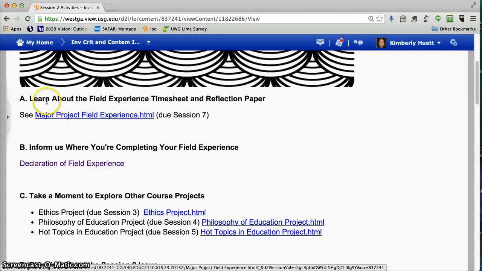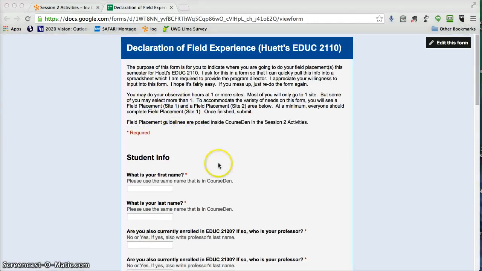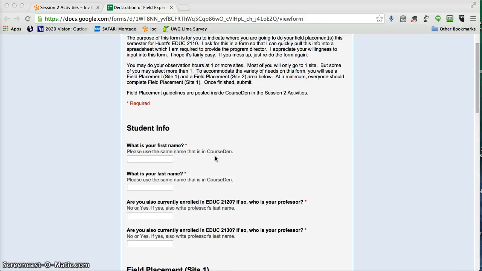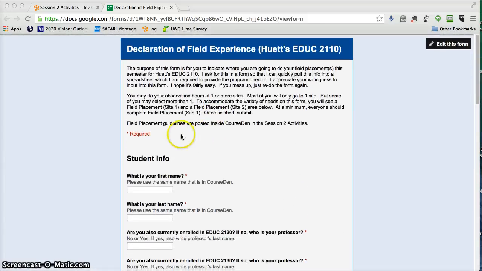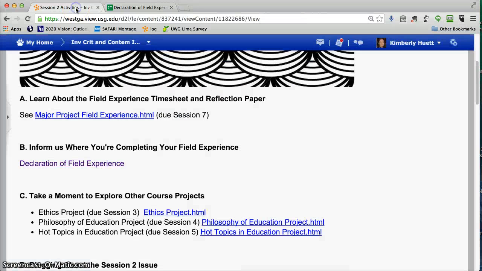I think what you might have done was maybe you clicked on it and maybe you skimmed it a little bit, and then you went on to letter B, to inform us when you're completing it. You maybe clicked this and you may have read all of this stuff. Maybe that's where you got your information. Oh, I need to delete that right there. Okay, so I edited this page so that you know field placement guidelines are posted inside Course Den and the Session 2 activities that we were just looking at.